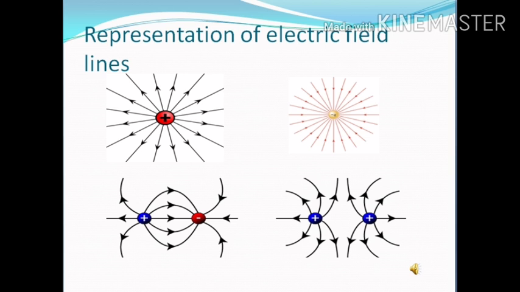Representation of electric field lines. Four figures have been drawn below. The first figure represents the field lines of a positive charge, the second figure represents the field lines of a negative charge, the third figure represents the field lines of one positive and one negative charge, and the fourth figure represents the electric field lines of a system consisting of two positive charges.